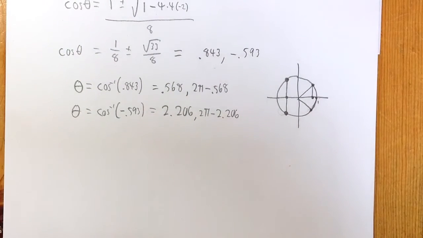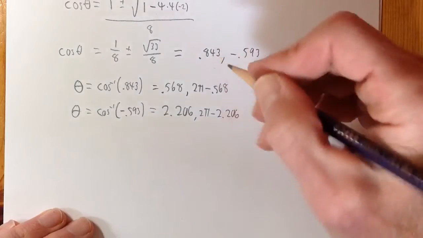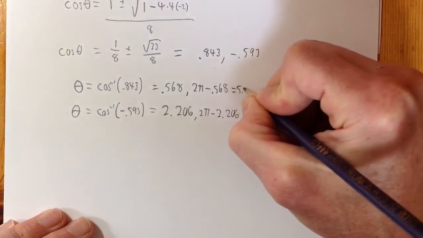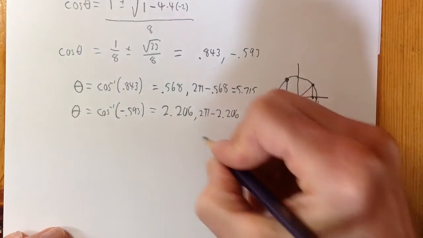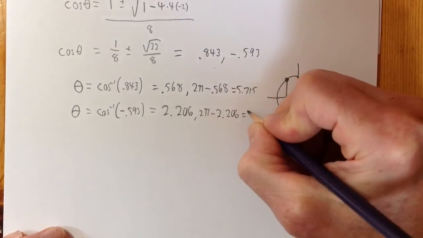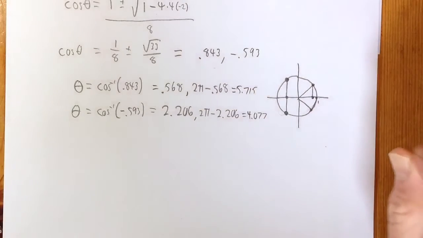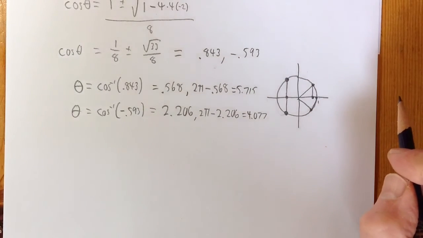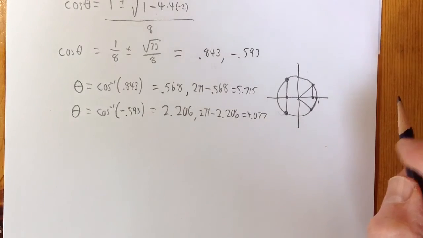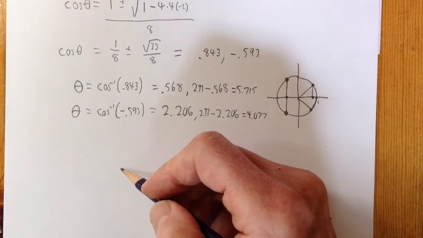So 2 times pi minus 0.568 is 5.715. And the other one, 2 times pi minus 2.206 equals 4.077. So those are our inflection points where it switches over from positive to negative. Okay, now I think we're ready to draw our graph.